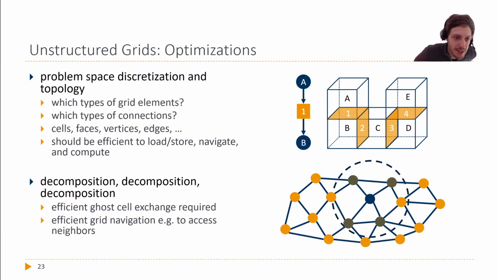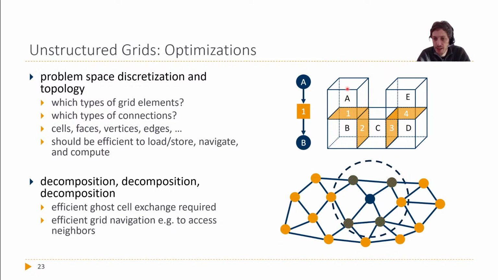So what kind of optimizations can we do here? Well, as I said, it's sort of similar to structured grids, and it's all about discretization and topology, but it's more complicated than you might think. It's not only about where the elements are, but also what type of elements I have. So on the top right, you see what an unstructured grid could look like, or these are also sometimes called an unstructured mesh, which is just a synonym.